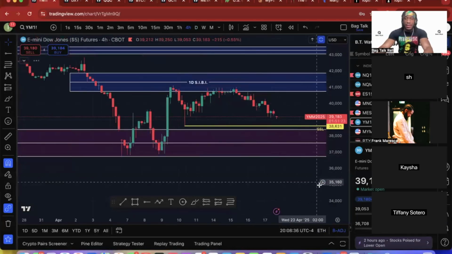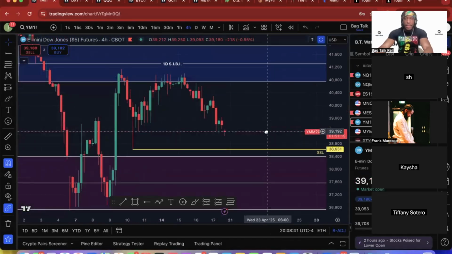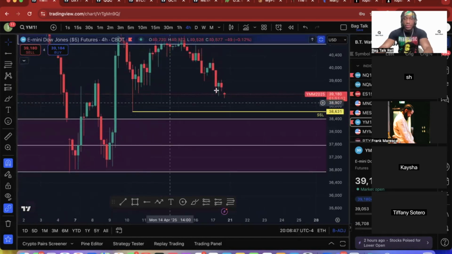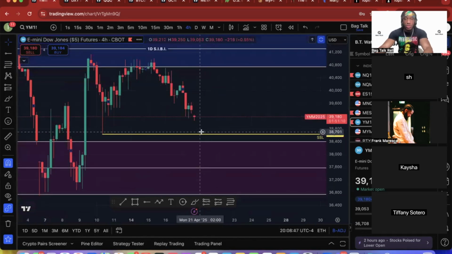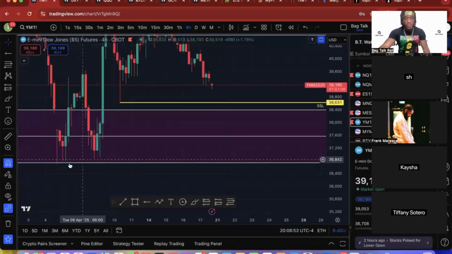This yellow line here are the lows that I would be interested in. It's just like NASDAQ, right? The low before the push up. Those lows are the breakout levels for Dow for me. I want to see how we treat those lows. 15-minute bearish fair value gaps would allow me to take it to these double bottoms right here.